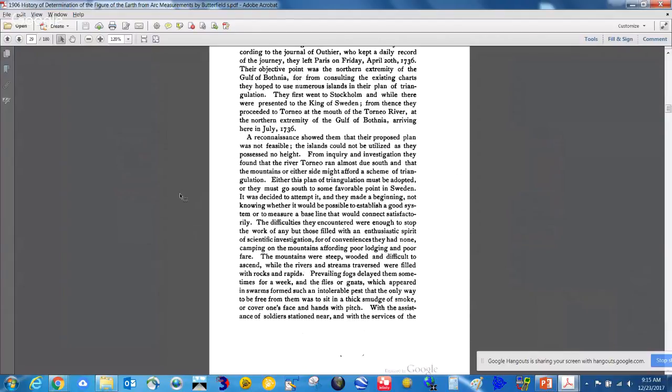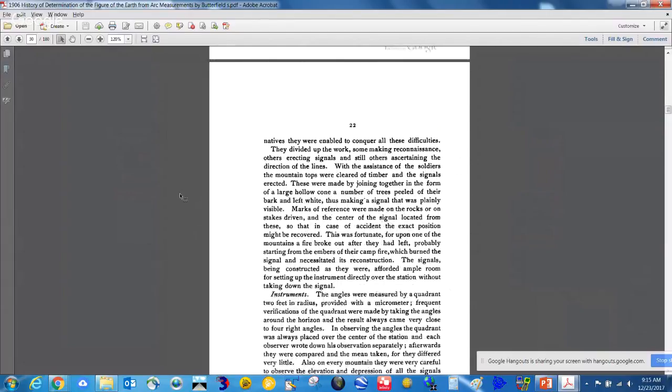With the assistance of soldiers stationed near and with the services of natives, they were able to conquer all of these difficulties. They divided up the work, some making reconnaissance. That means looking ahead, going forward, and finding a path that they can pursue. Others erecting signals, and the signal is the target. It's something to be able to see through the telescope. And still others ascertaining the direction of the lines. That would be the observers.